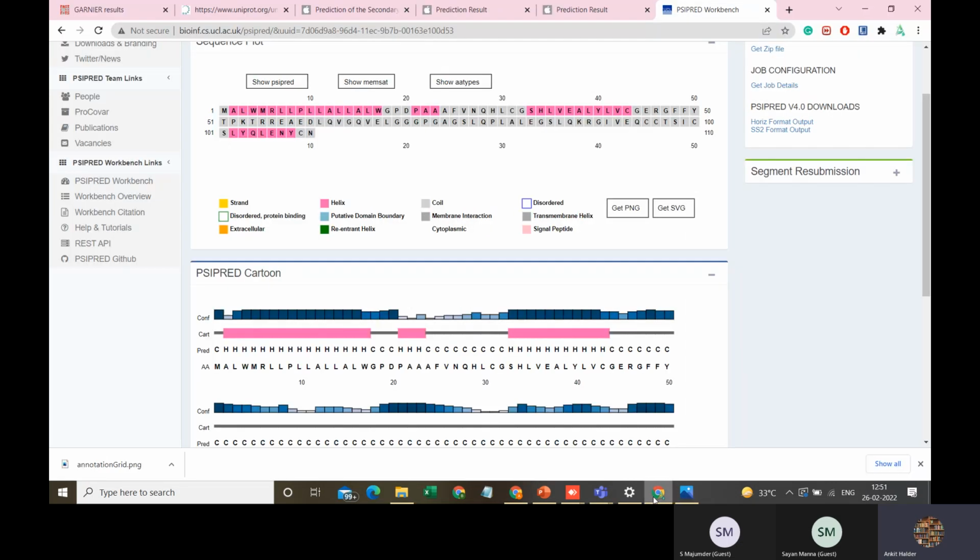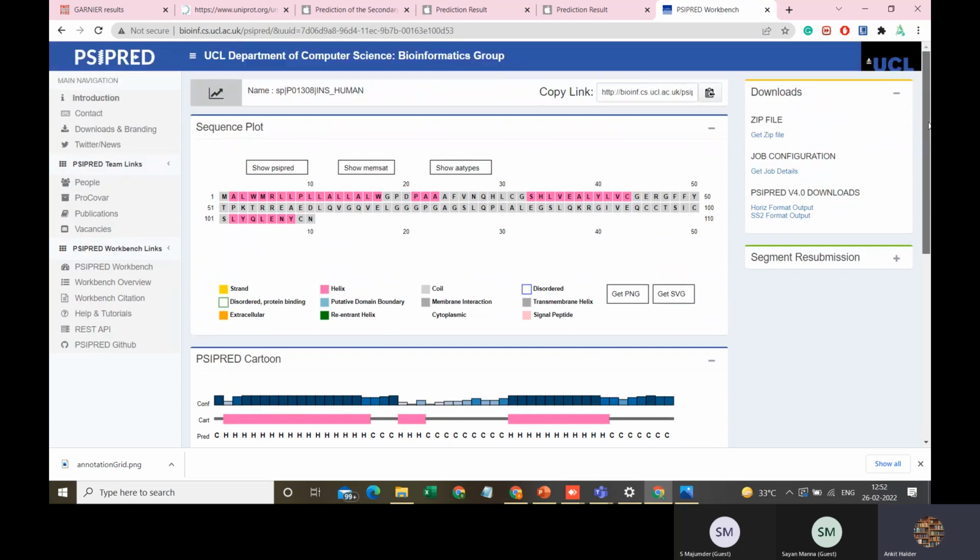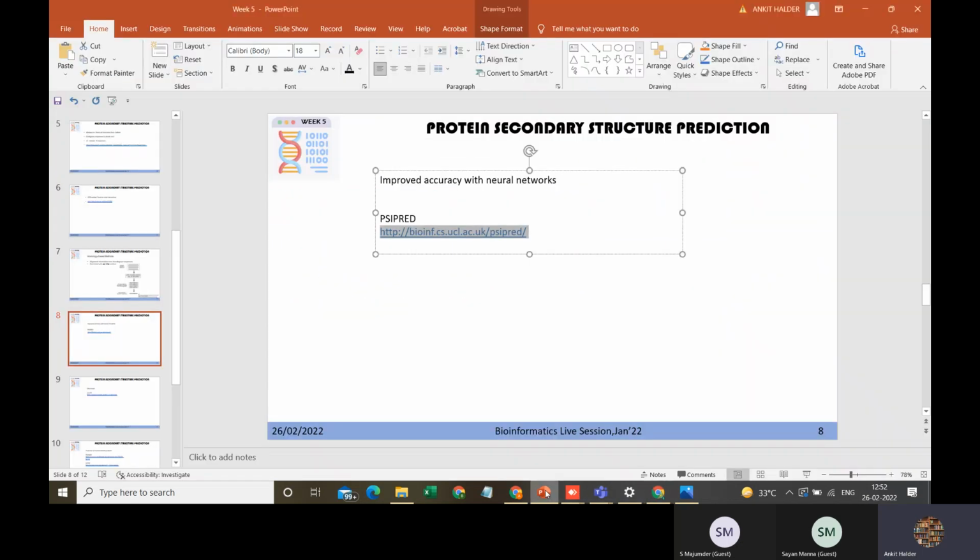You can also download the result. You can see how it has progressed, the tools and algorithms, and how it is predicting with confidence scores, so you can know how confident you can be that it belongs to this particular structure. So this is how you can go for PSIPRED.